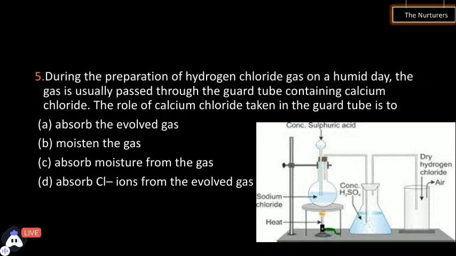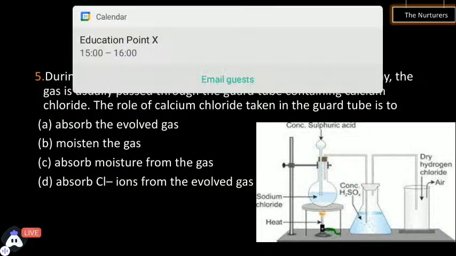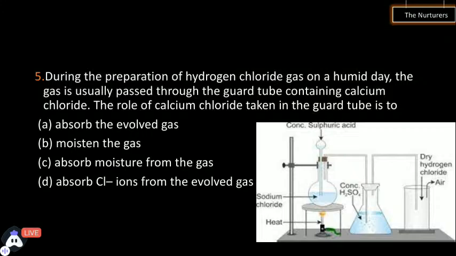Now, during the preparation of hydrogen chloride gas on a humid day, the gas is usually passed through the guard tube containing calcium chloride. The role of the calcium chloride taken in the guard tube is to A. Absorb the evolved gas, B. Moisten the gas, C. Absorbs moisture from the gas, or D. Absorb chloride ion from the evolved gas.